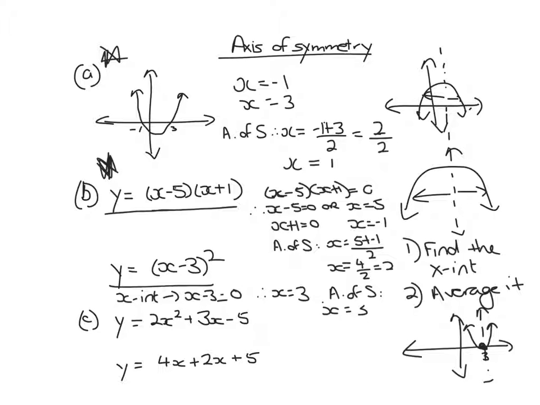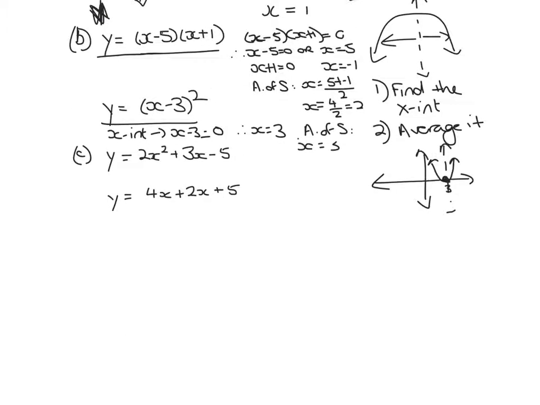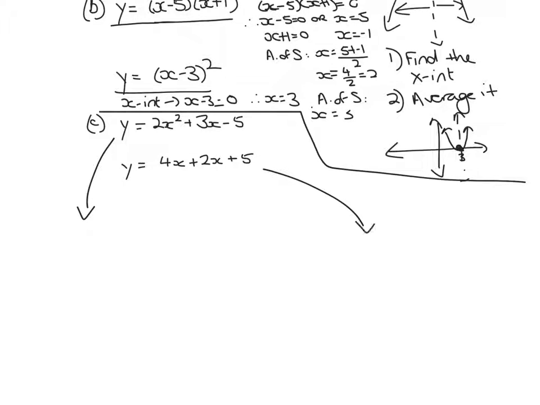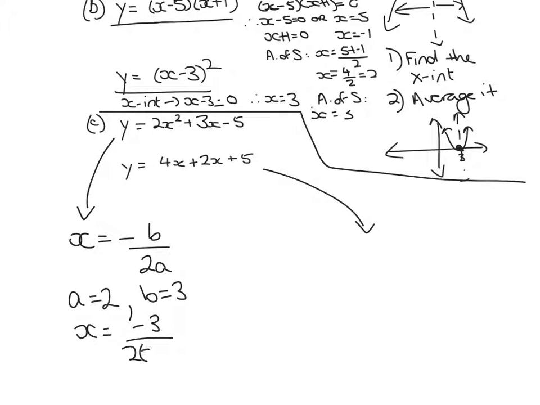If, however, it's in this form down the bottom here, you notice it's a bit different. It's not factored. If we have something in this form, we use a formula: x equals -b over 2a. Remember, a is the number in front of the x squared, so a is 2 in this case. b is the number in front of the x, so b equals 3. So x equals -3 over 2 times 2, which equals -3 over 4.